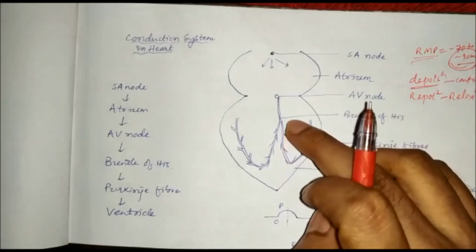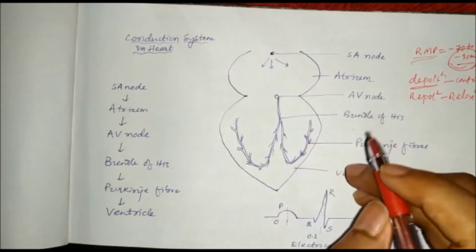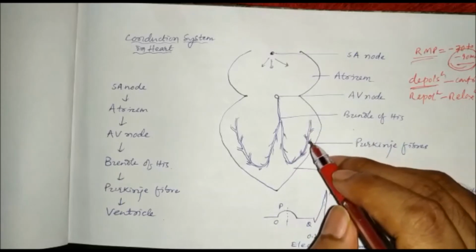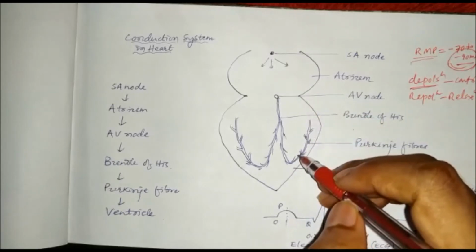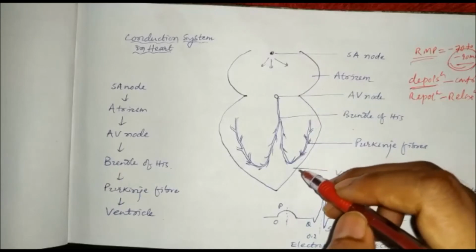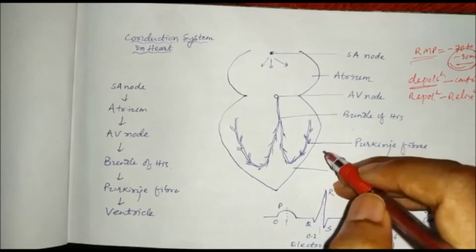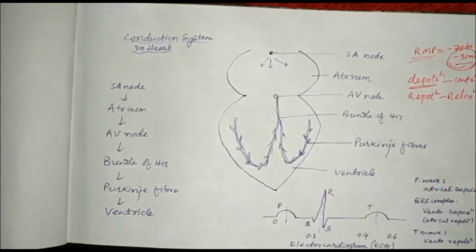So if we want to detect the electrical activity, or the electrical current generated during this impulse conduction, we can detect it at the surface of the body, and a recording of the electrical changes that accompany each cardiac cycle is called the electrocardiogram. So it has P wave, Q wave, R wave, S wave, and T wave, and QRS is called the QRS complex.